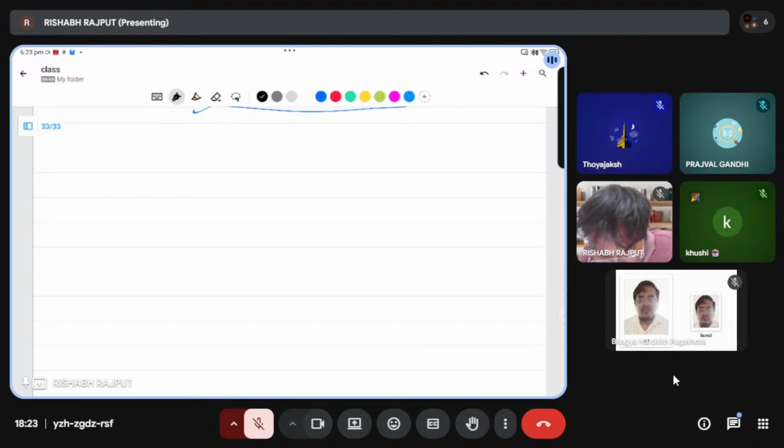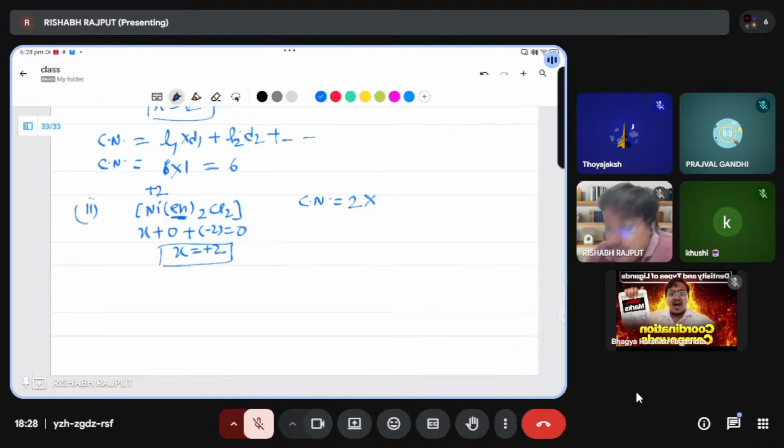I know ethylene diamine 2 is there, and for each ethylene diamine the denticity value is 2. So that is 2 into 2, plus chlorine, only 1 is there. So how much comes here? 4 plus 2, 6 will come. So here coordination number 6 will come.